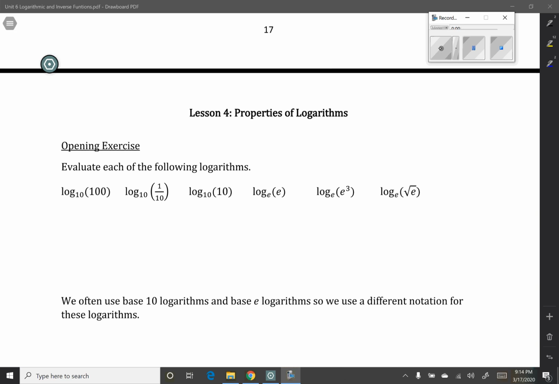All right, everybody, welcome here to video number 4 or lesson number 4. So in today's lesson, we're going to talk about the properties of logarithms.